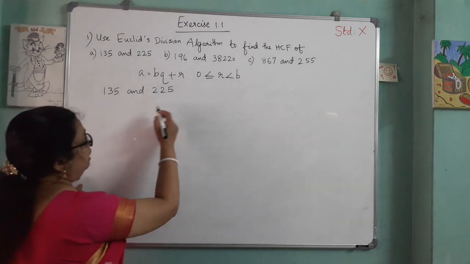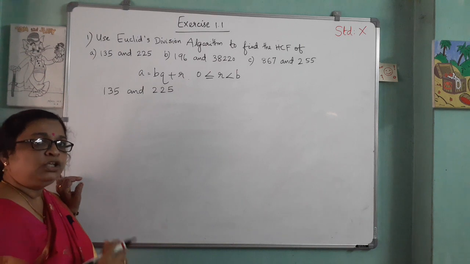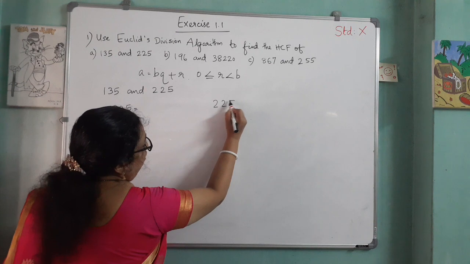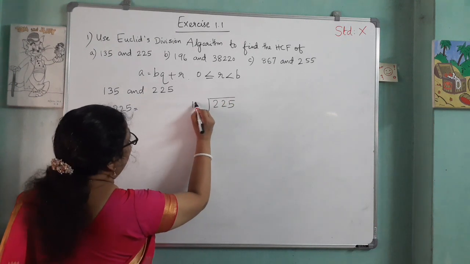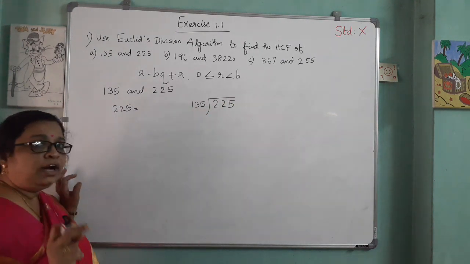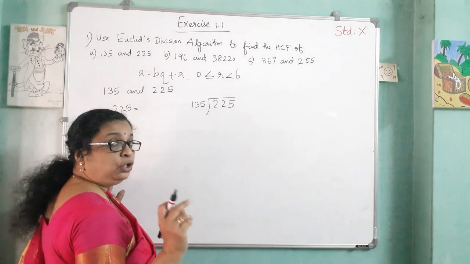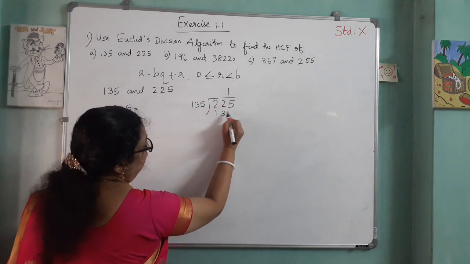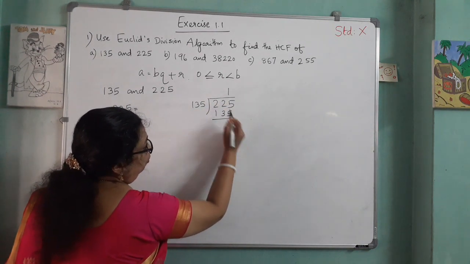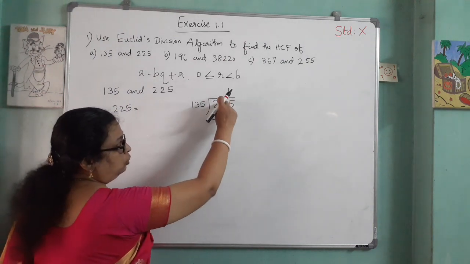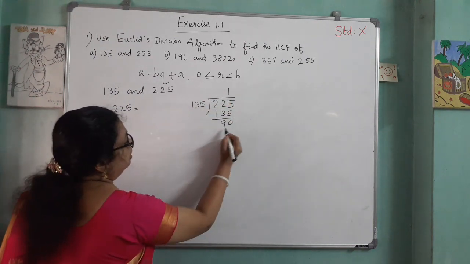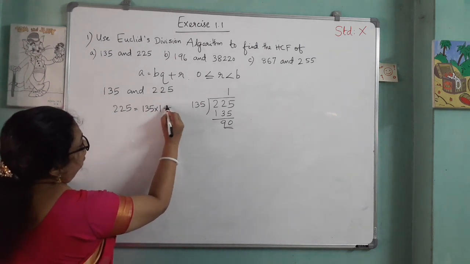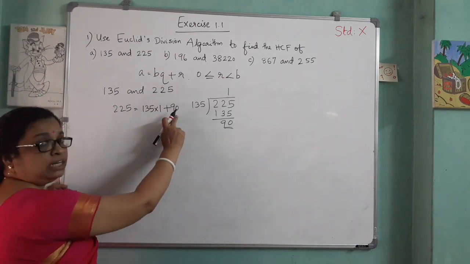So 135 and 225, which one is greater? 225. So 225 can be written as, first you divide 225 by 135. 135 into 1, 135. 135 into 2, we know 270. So only one time it goes. 5 minus 5, 0. 2 minus 3 not going, borrowing, 12 minus 3, 9. So we write here 135 into 1 plus 90. Here the remainder is not 0.